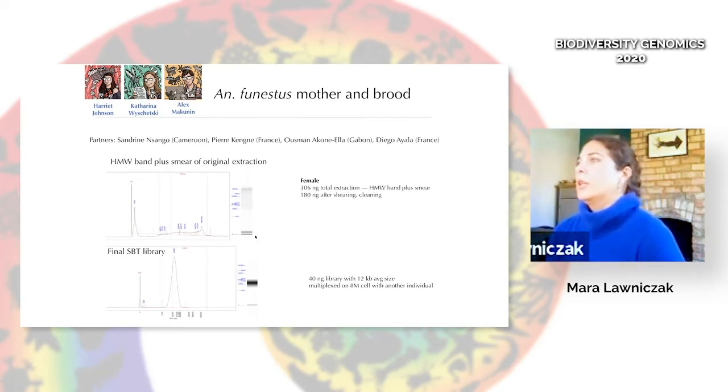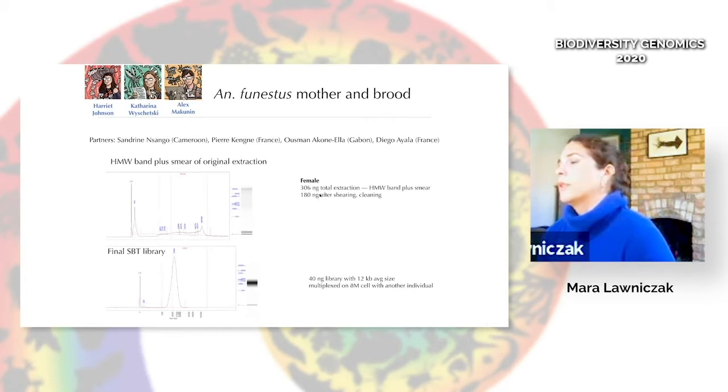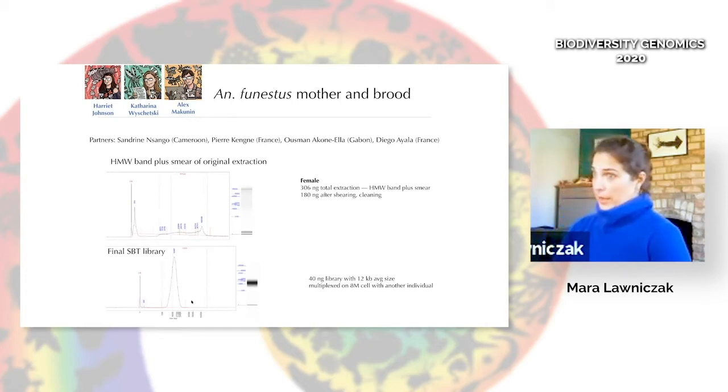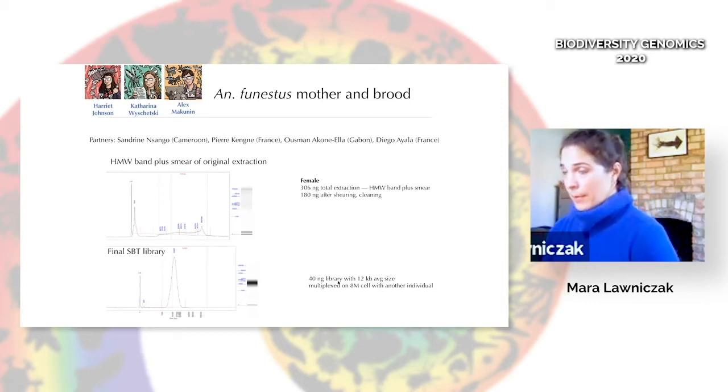Then we sheared that DNA, which left us with 180 nanograms. And then we created the PacBio CCS or HiFi library from that. So there was a 40 nanogram library available to sequence with about 12 kb of the average size there. You can see this is the library. And we multiplexed this individual on an 8M cell with another individual.